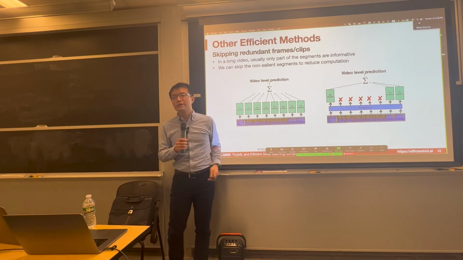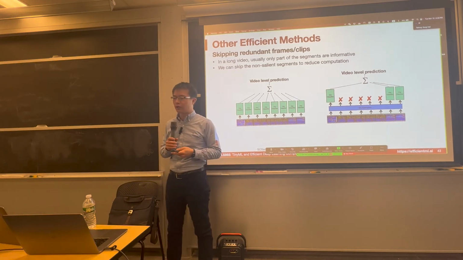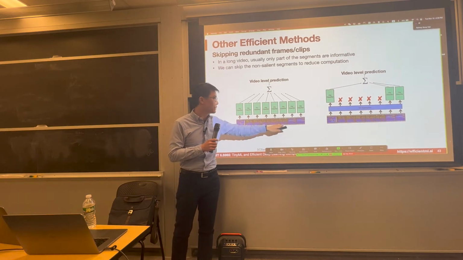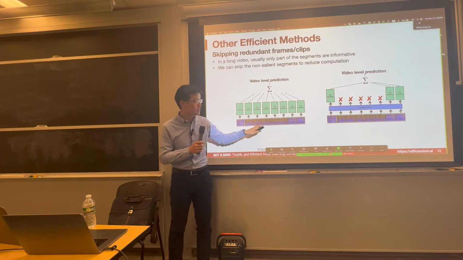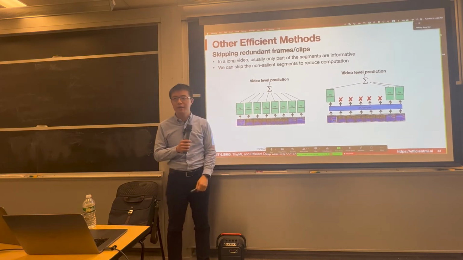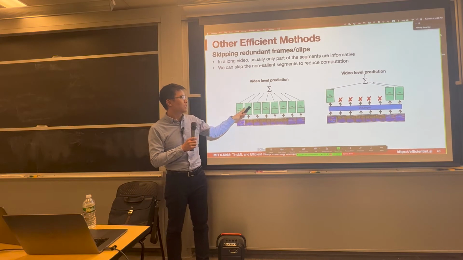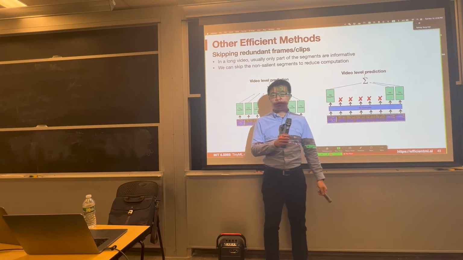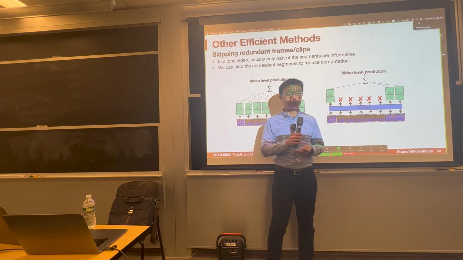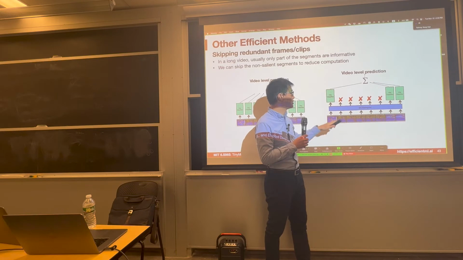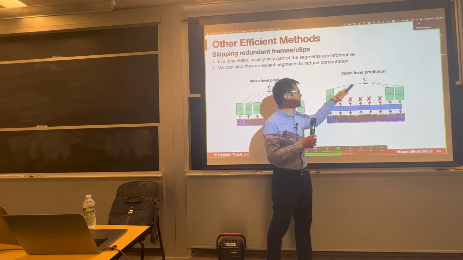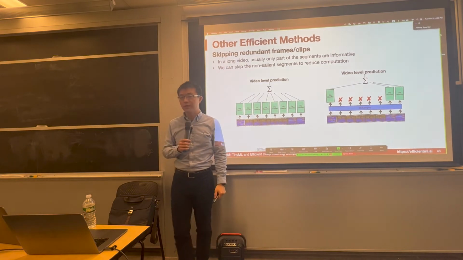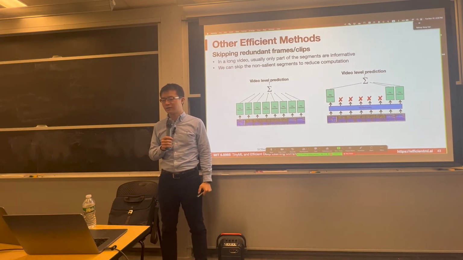And there are other efficient methods that try to skip these redundant frames, right? So rather than looking at each individual frame, lots of the frames are very similar, like this swimming video. So we can just skip all those unimportant frames. We can use a smaller resolution or smaller capacity neural network to predict first whether it is important, and then only run the full classifier on those important frames, to skip a lot of non-salient segments.